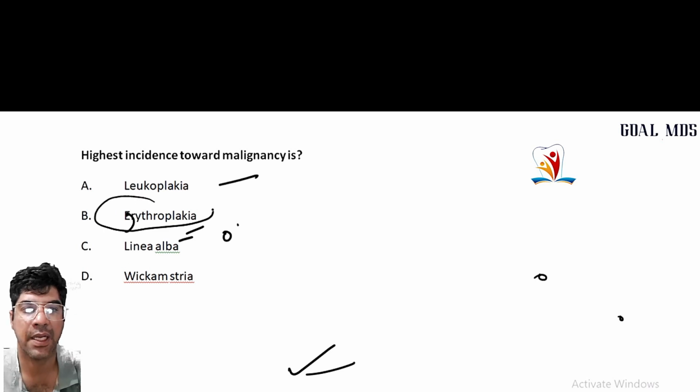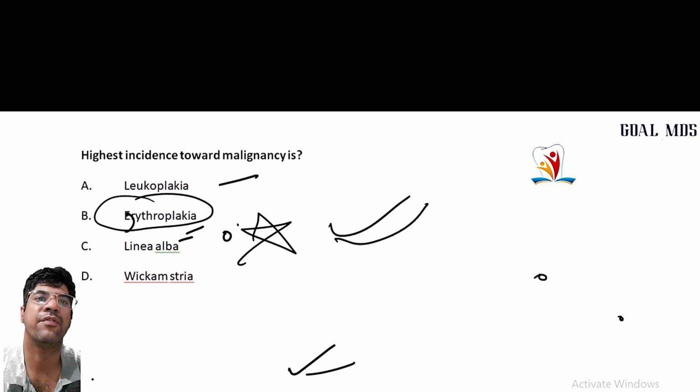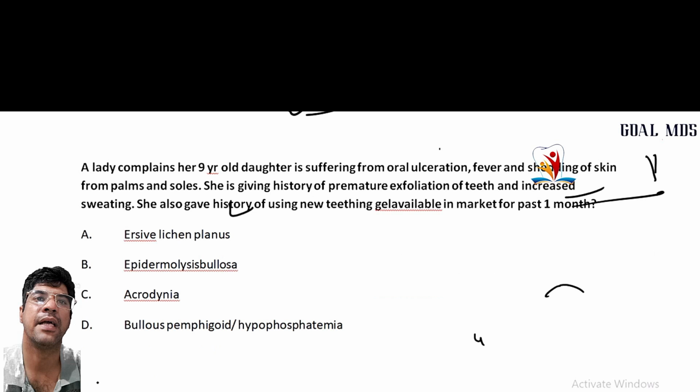The highest incidence toward malignancy is with erythroplakia. So remember for your exam, erythroplakia has the highest incidence toward malignancy. It is asked many a time in your entrance exams.